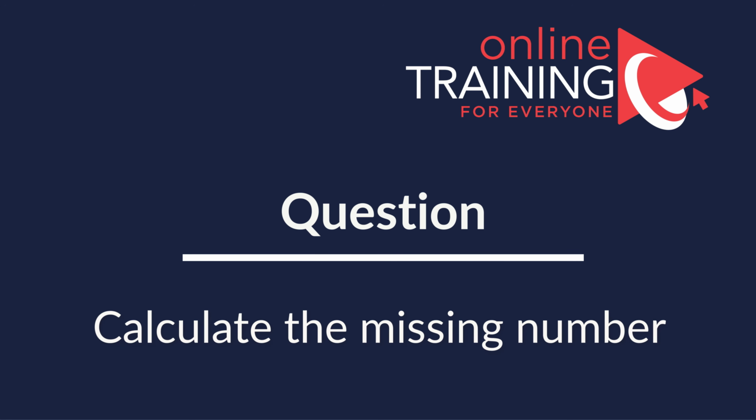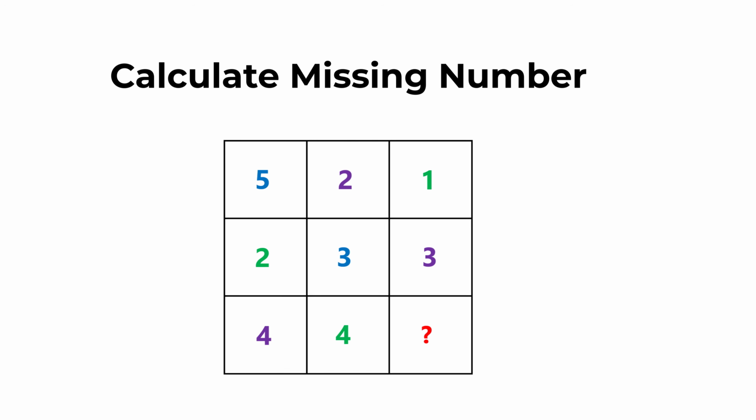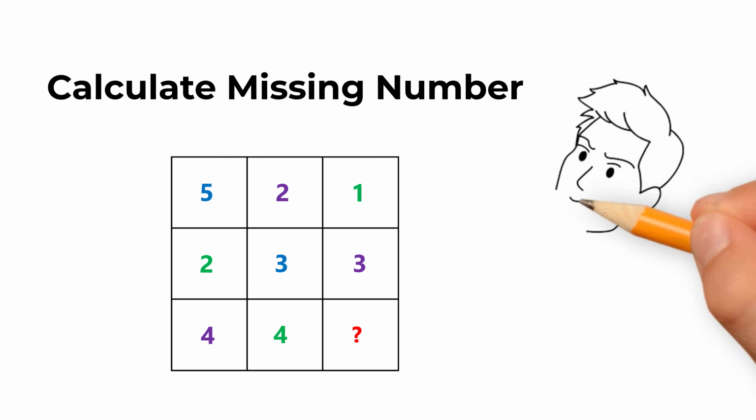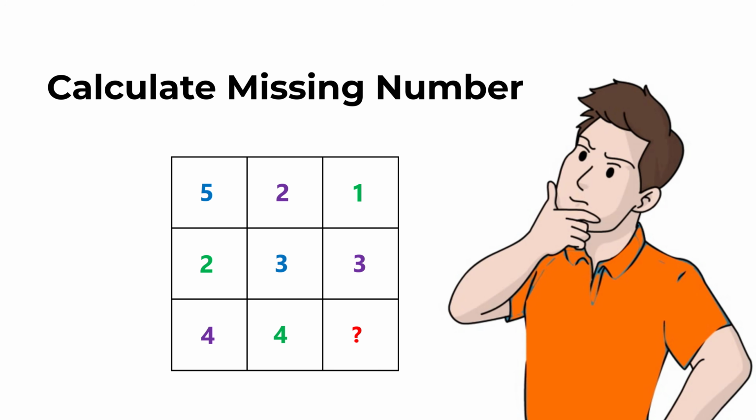Some of you might disagree, but calculating missing numbers is one of my favorite types of questions. A lot of times, you are presented with the 3x3 matrix, typically a square, which has small squares inside. In our case, we have numbers in the different colors presented in the smaller squares inside the larger square. The numbers are 5, 2, 1, 2, 3, 3, 4 and 4. And then one number is missing, and this is the one that you need to calculate.